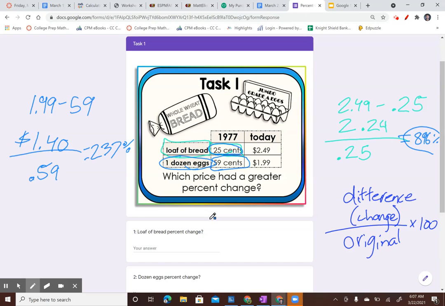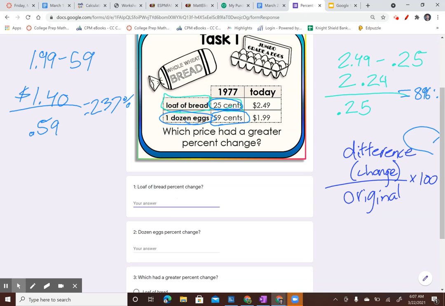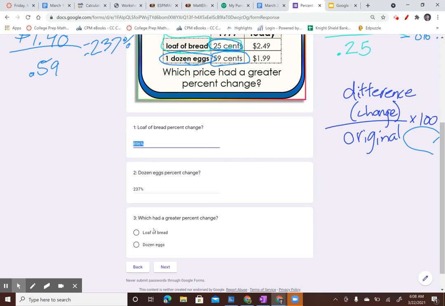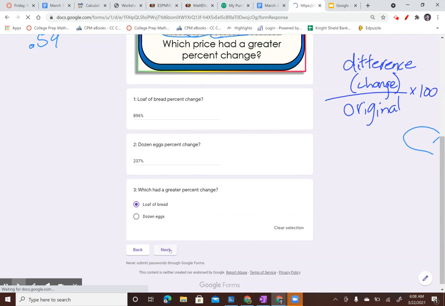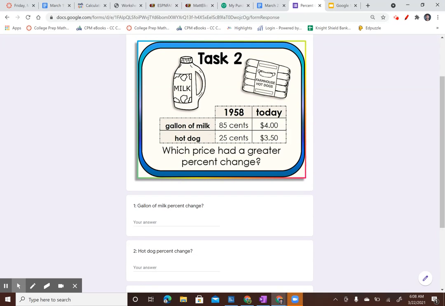All right, so now I need to put my percent change for each of the items and then put which one has a greater percent change. Well, the loaf of bread, that was 896% increase from 1977 to now. Dozen eggs, that went up 237%. So which item between the two of these had a greater percent change? Well, it's going to be the one with a higher number, right? Because they're both positive. And so which had a greater percent change? My loaf of bread. The price had gone up so much since 1977. And then I click next, and then I do these set of problems here comparing a gallon of milk and a hot dog.